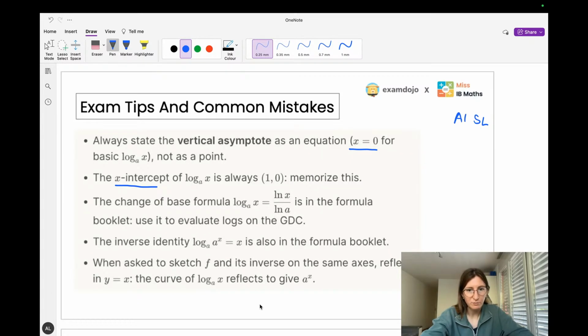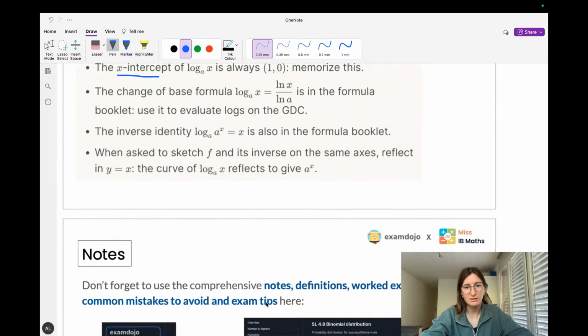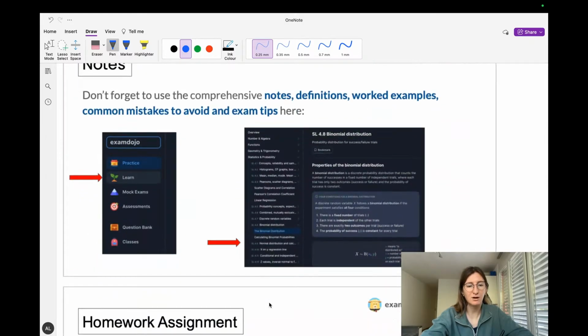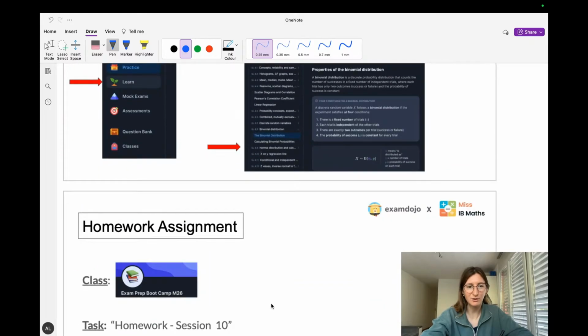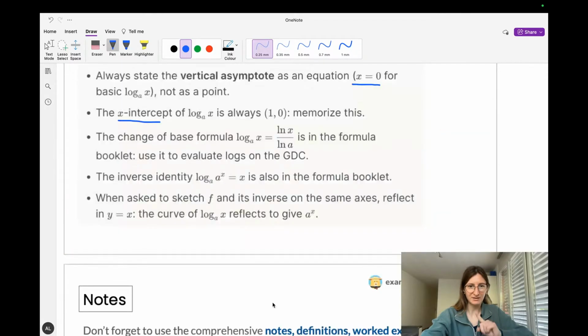For AISL, you don't need change of base or that. So that's it. And the notes are there if you want to go through them. And there's a homework assignment. Okay, that's what's for AISL.